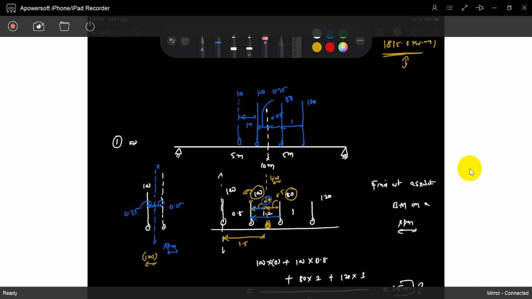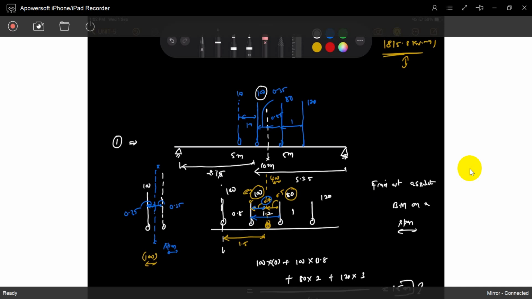You will place it like this, and later you have to draw an ILD for the section which has the 100 kilonewton acting, because we chose the 100 as the maximum value. So what is the distance? Just 0.35 is missing. 2.5 minus 0.35, 2.15. It is 2.15. So the remaining thing is 5.35.